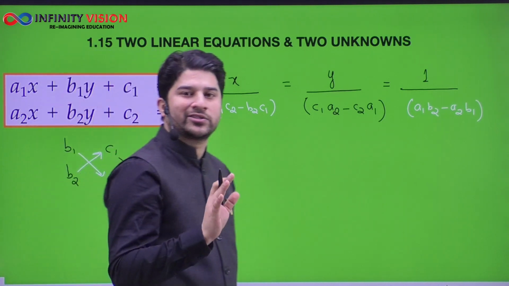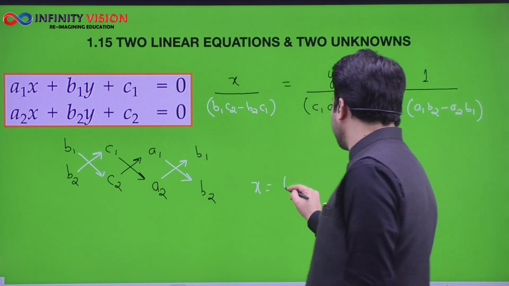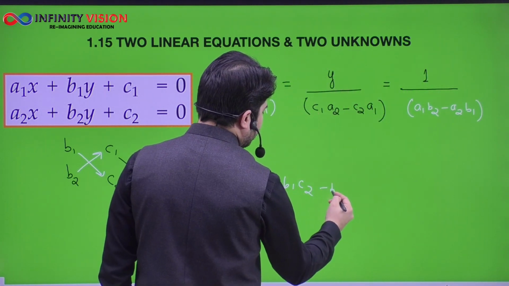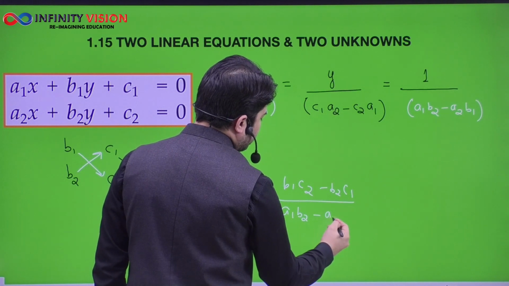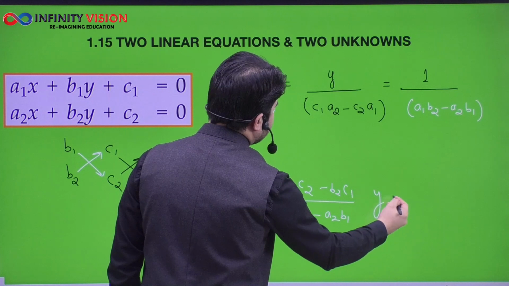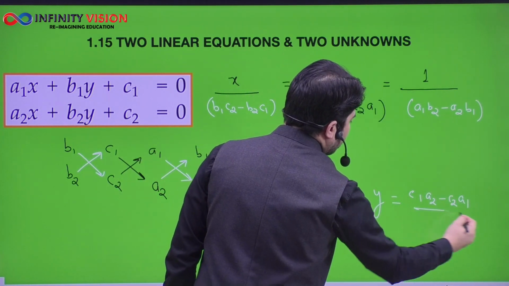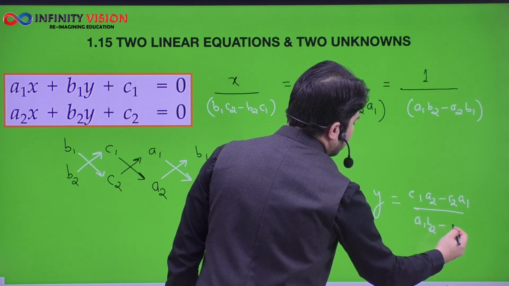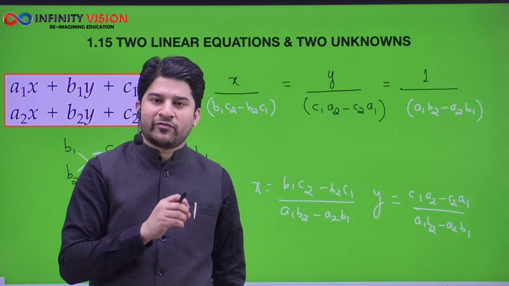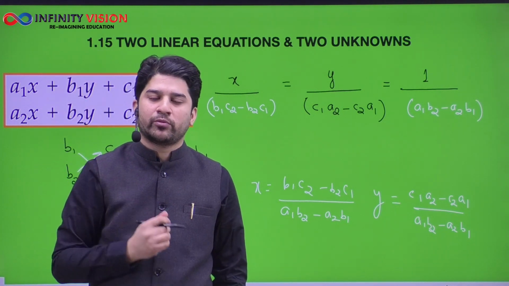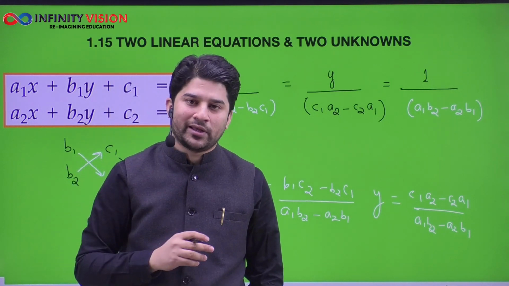Very symmetric, very structured. So now you can easily say your x is nothing but B1 C2 minus B2 C1 upon A1 B2 minus A2 B1, and your y is C1 A2 minus C2 A1 upon A1 B2 minus A2 B1. Whatever you got for x and y, you can easily verify this result by the method of substitution or by the method of elimination. But this method is going to play a big role in the upcoming topics.